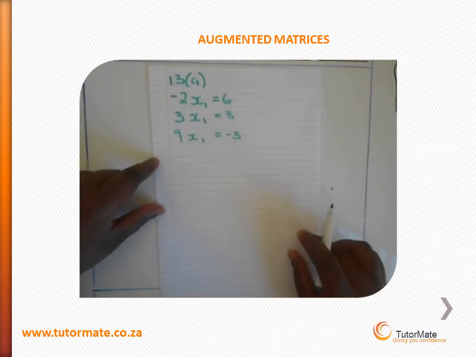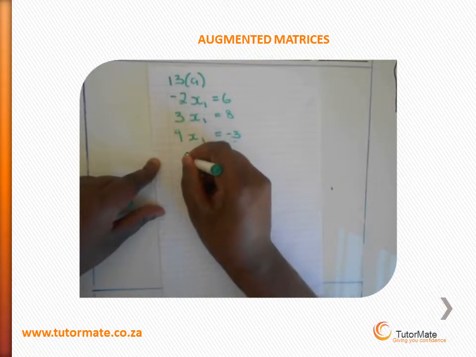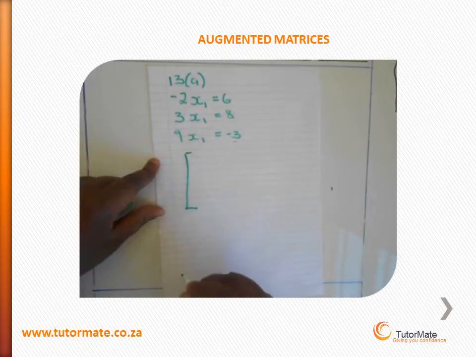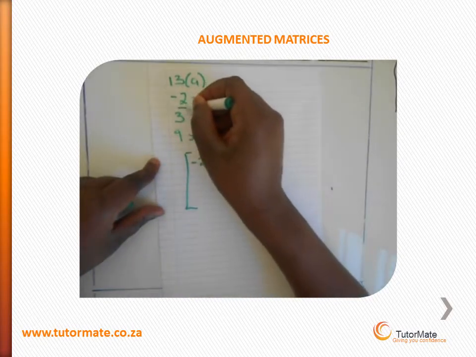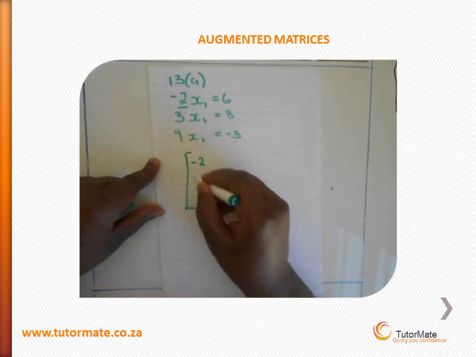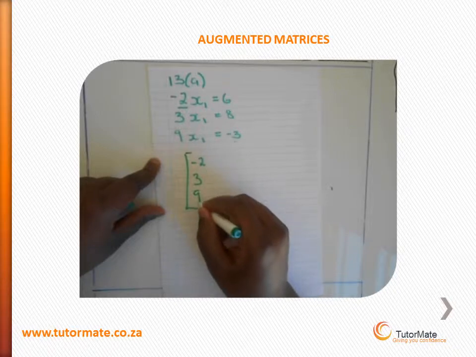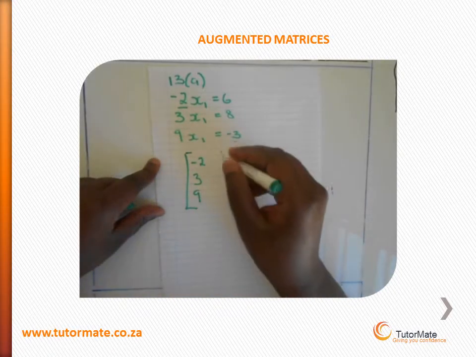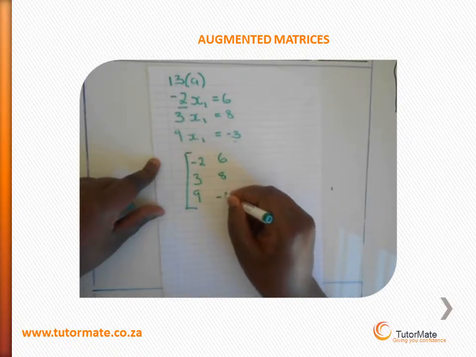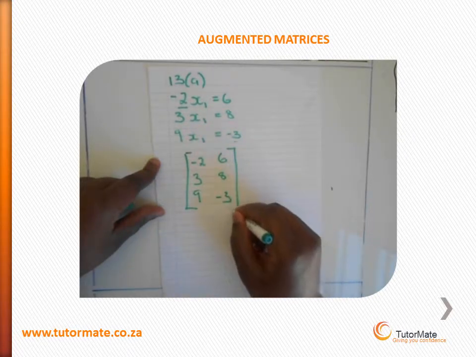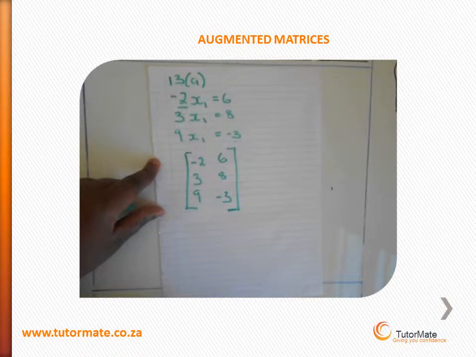So the augmented matrix for this system will be minus 2, coming from the minus 2 here, 3 coming from my 3 here, 9 coming from my 9 here, then the solution set 6, 8, minus 3. Therefore this now becomes my augmented matrix.